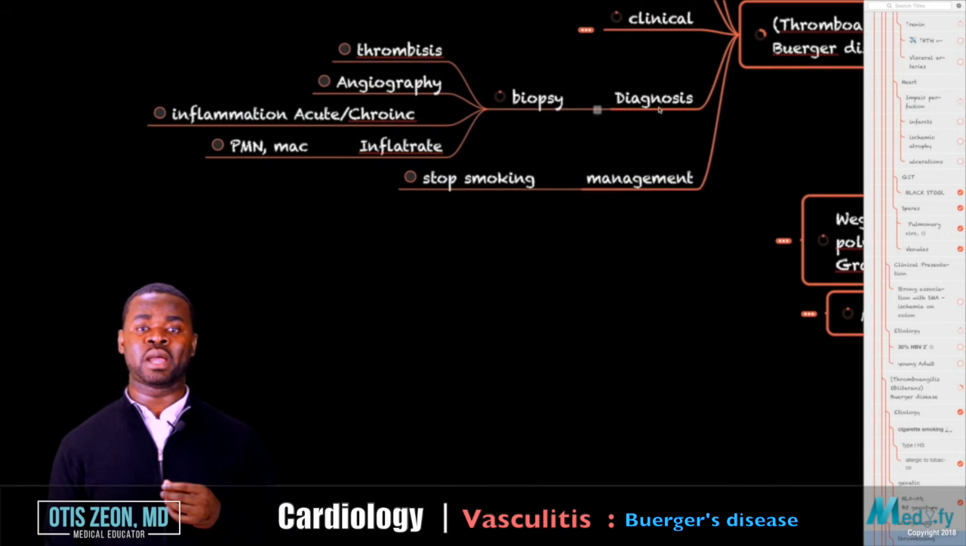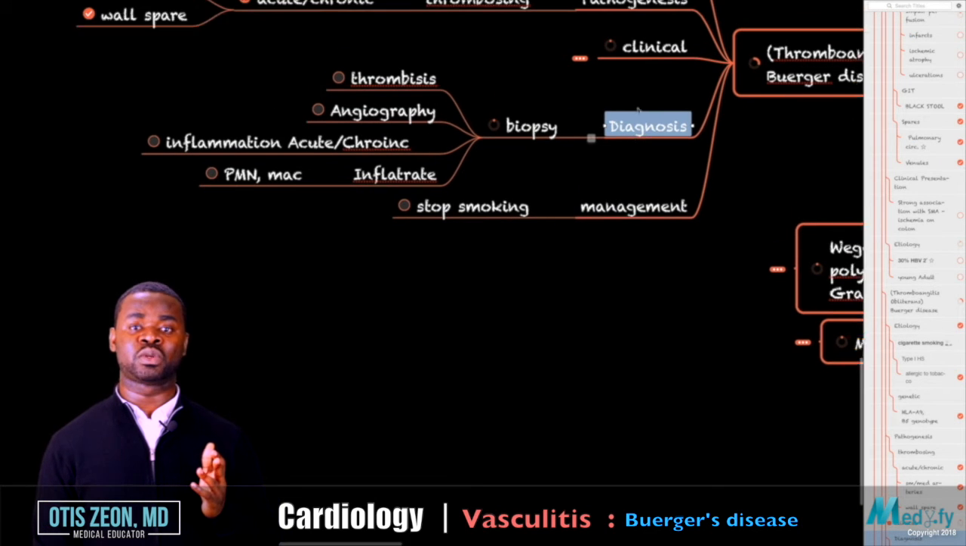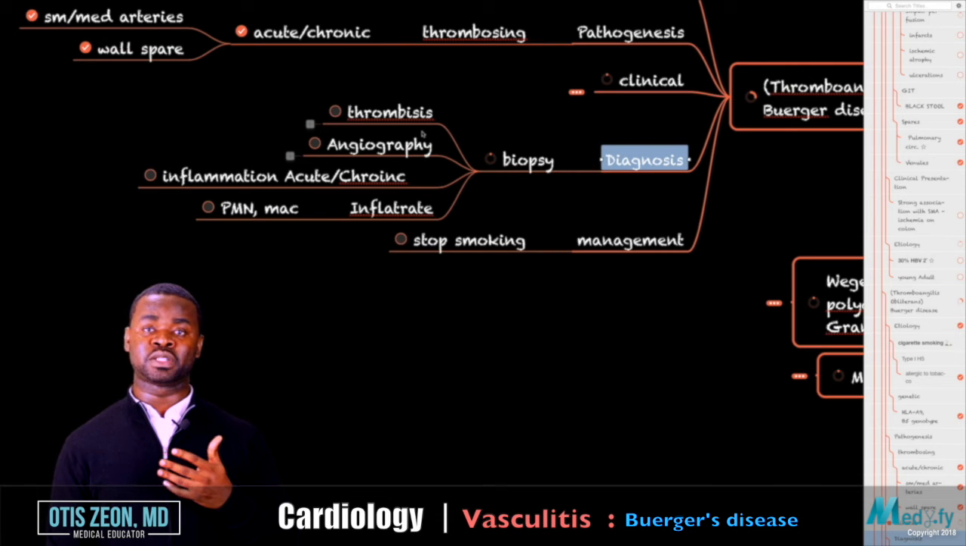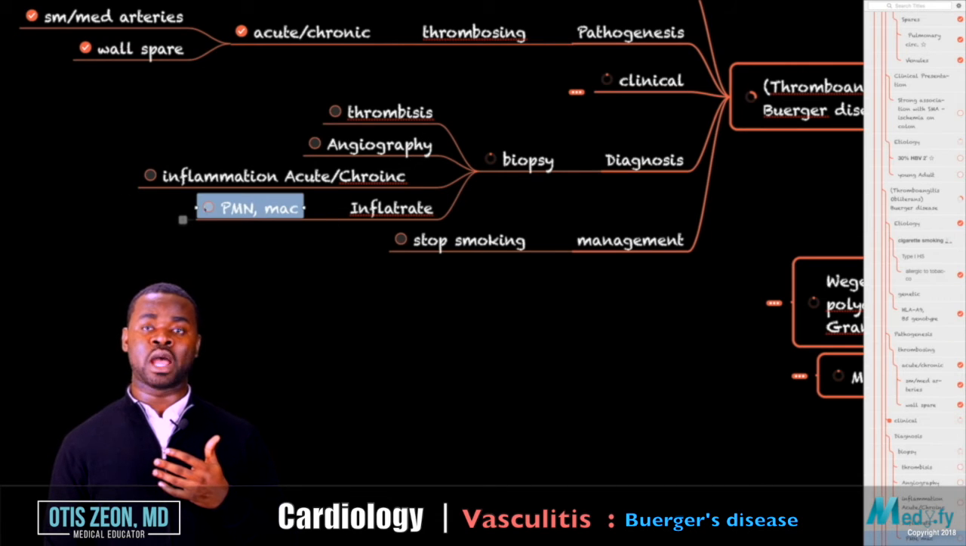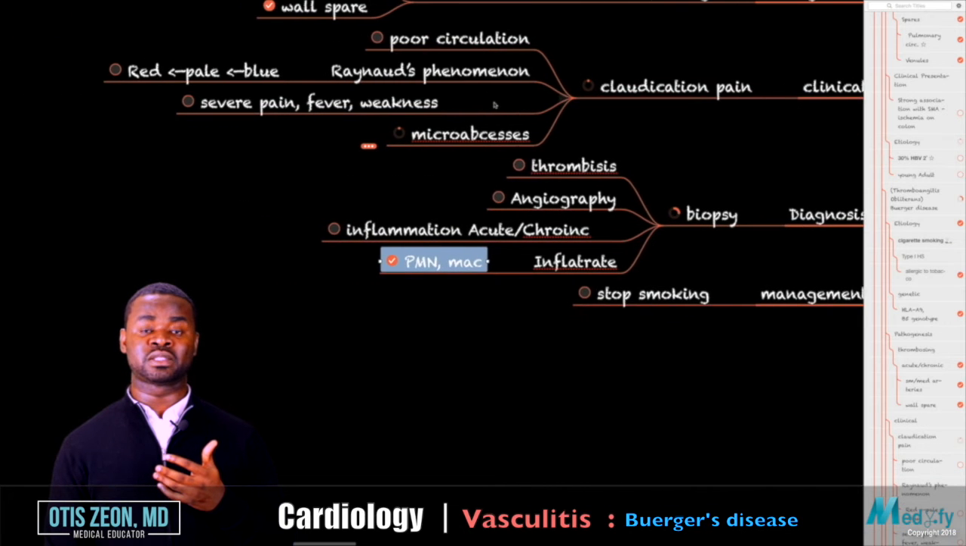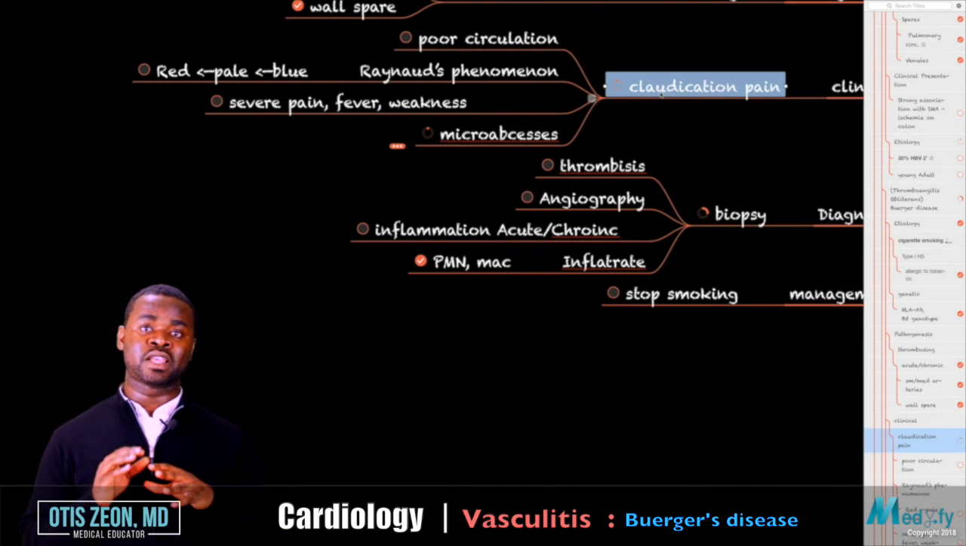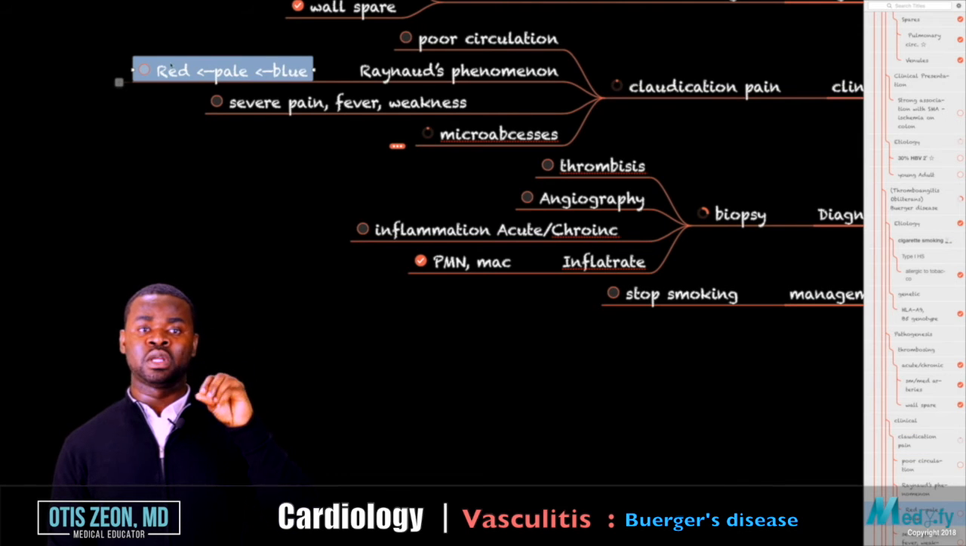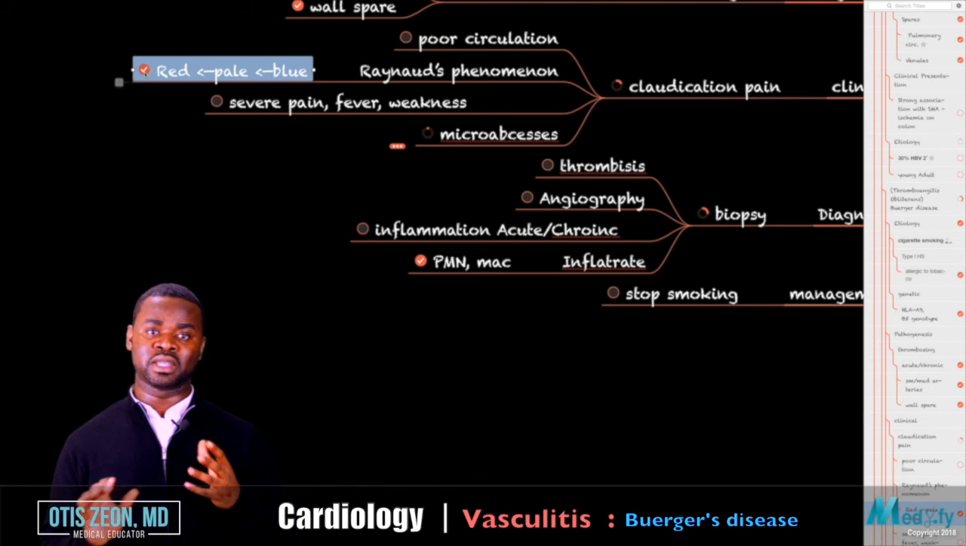The diagnosis is to do a biopsy, just like any of the other vasculitides. You want to do a biopsy to check for any of these things. And since it's a vasculitis with an inflammation process, you want to expect more PMNs and macrophages at the site. Clinical presentation, the person will present with signs and symptoms of claudication. This is the only vasculitis we talk about that has a strong association with Raynaud's phenomenon, where there's purplish discoloration of the skin, especially in the fingers or the distal extremities that receive blood last.